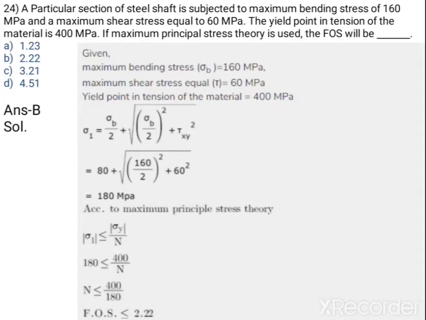And what we have to use here is the maximum principal stress theory. Sigma 1 is lesser than or equal to sigma y by n, and here the sigma y value is given. What is that value of sigma y? 400 megapascal. So just put the value of sigma y as 400. Sigma 1 you have already calculated as 180, and from that relation you will easily get the factor of safety as 2.22, so option B is right for that.